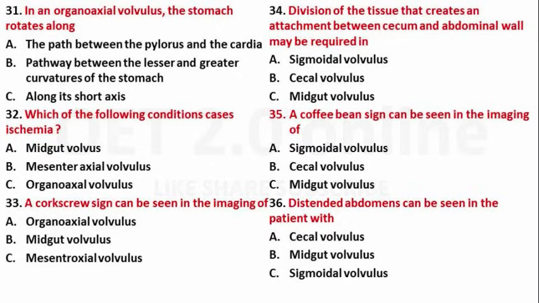Midgut volvulus begins in newborns with sudden bilious vomiting. In addition, the abdomen becomes tender as it fills with fluid that accumulates within the bowel lumen, followed by inflammation of the peritoneum and shock.